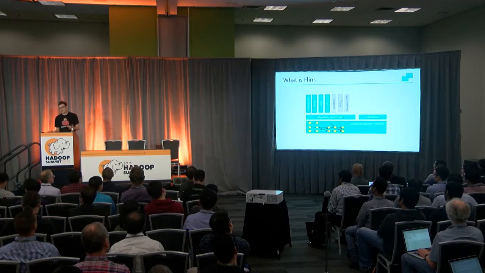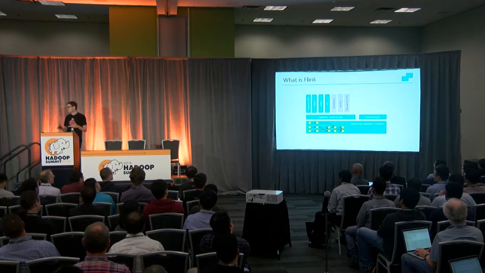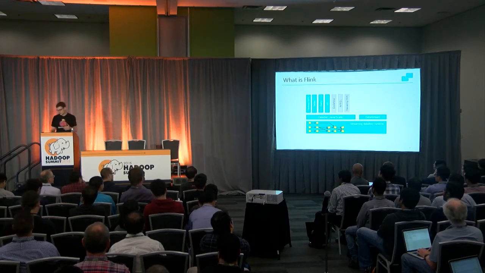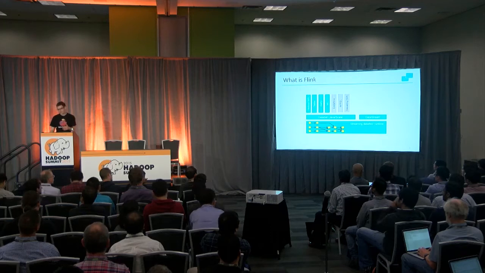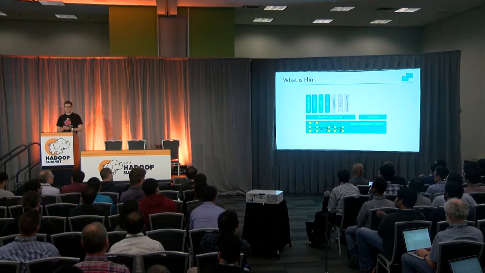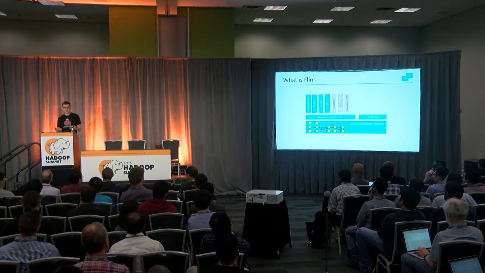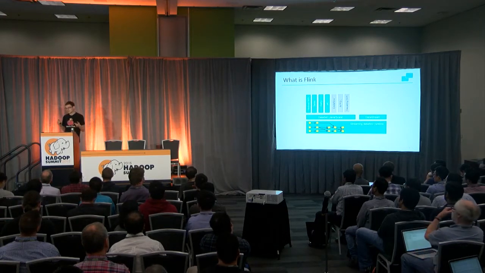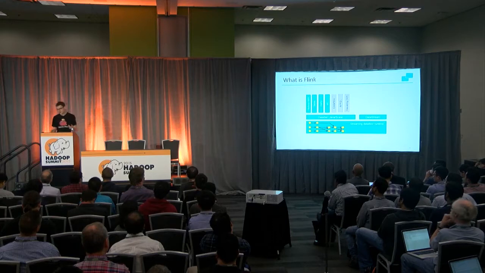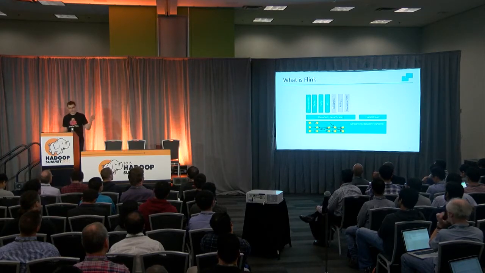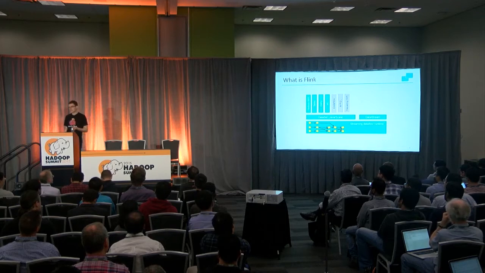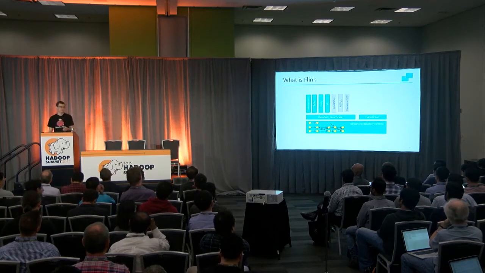Then there is the Gelly API, which is a graph processing API. It contains utilities for analyzing huge graphs in Flink. We've also recently started the Flink machine learning library, which allows you to do machine learning at scale. The green boxes are basically projects that are contained inside the Apache Flink platform.